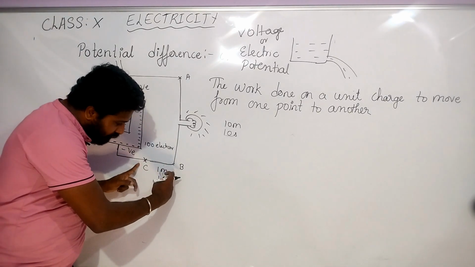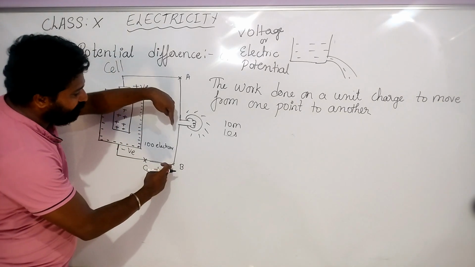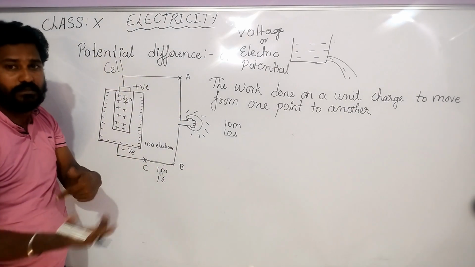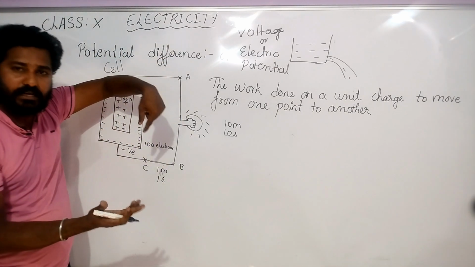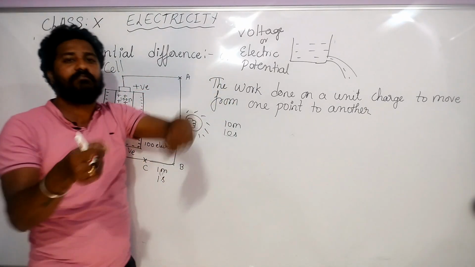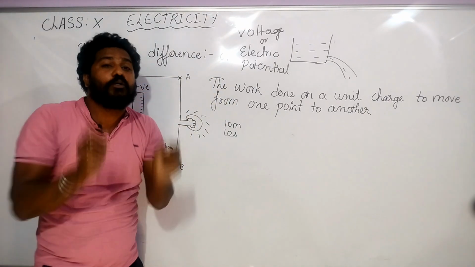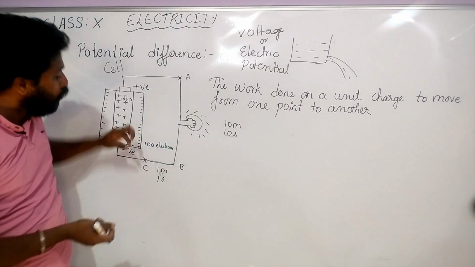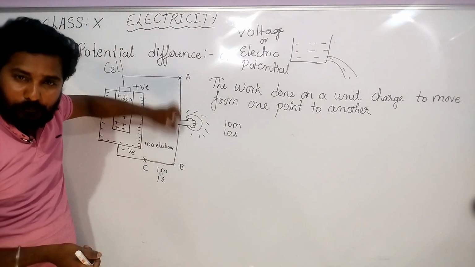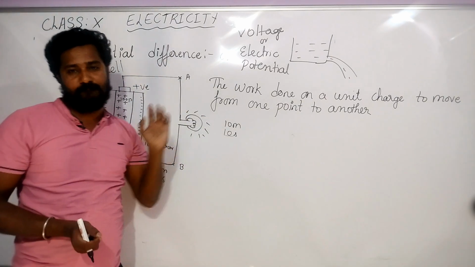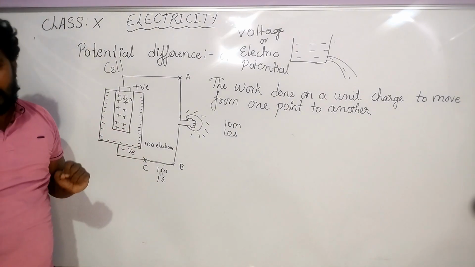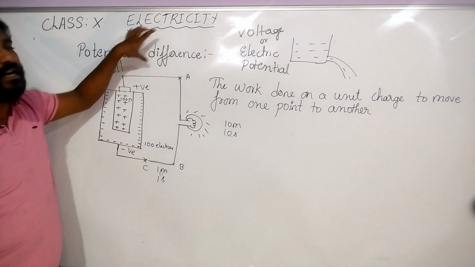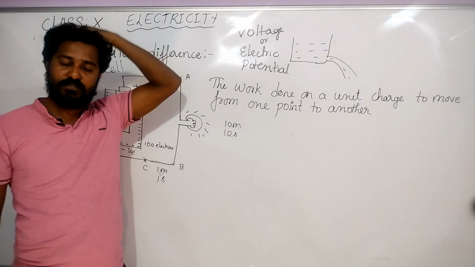So, if it is taking 1 second for 1 meter, obviously if this distance is 2 meters it means 2 seconds. If the distance is 3 meters it means 3 seconds. So, you keep anywhere in between, and that will give you the potential difference. The work done on a unit charge to move from one point to another, any point you take. Did you understand? So, this is called potential difference or voltage.